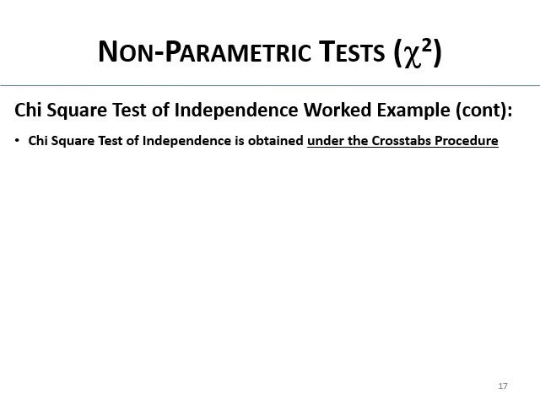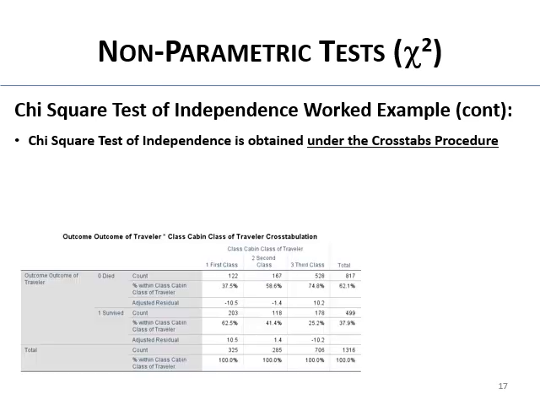So the chi-square test of independence doesn't have its own menu. You actually get it under a procedure called crosstabs, which is under descriptives. So this is what you get. This is a cross tabulation. This is called a 2x3 cross tabulation.